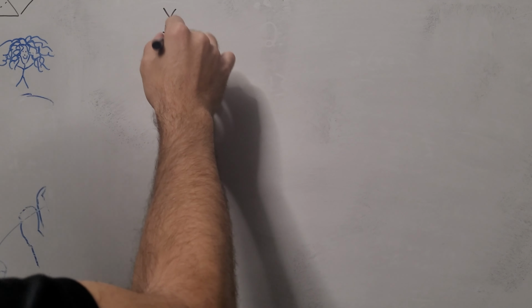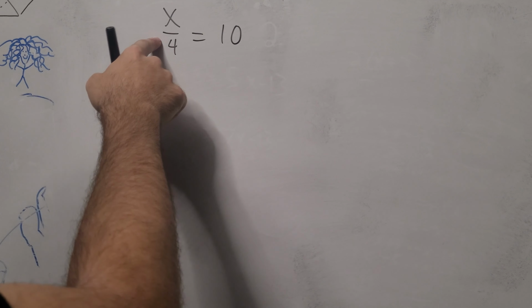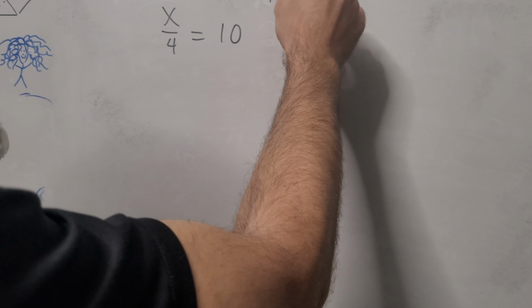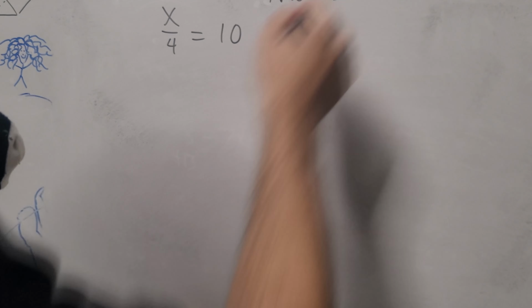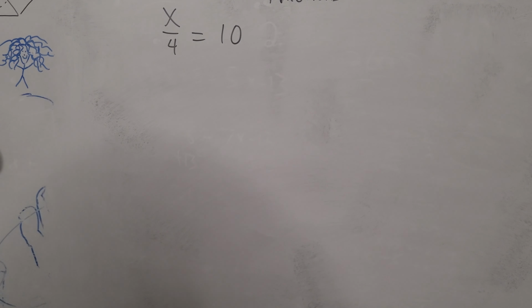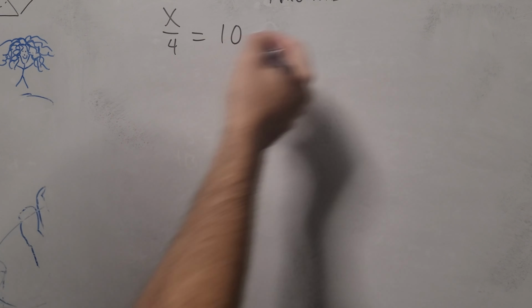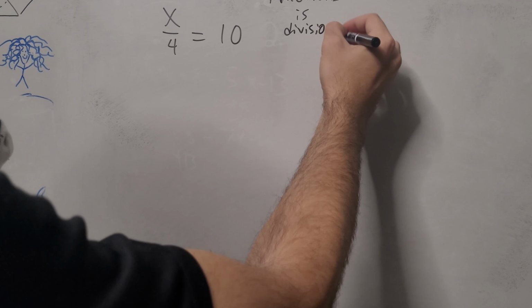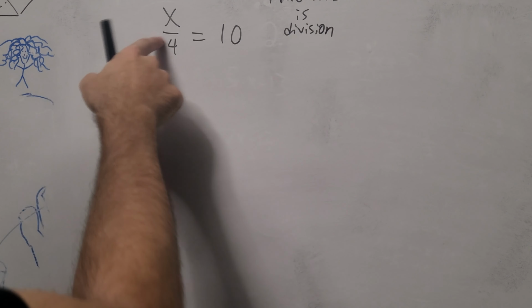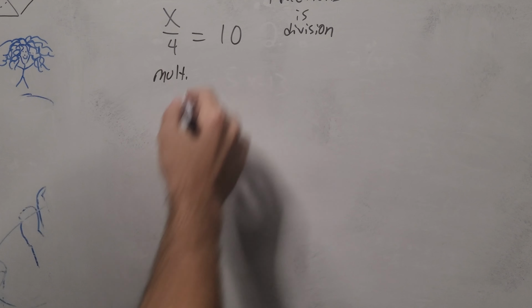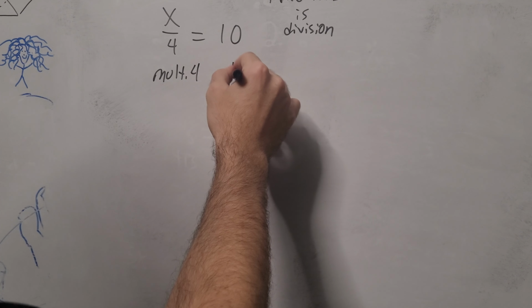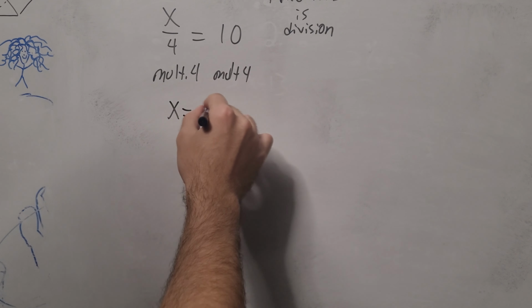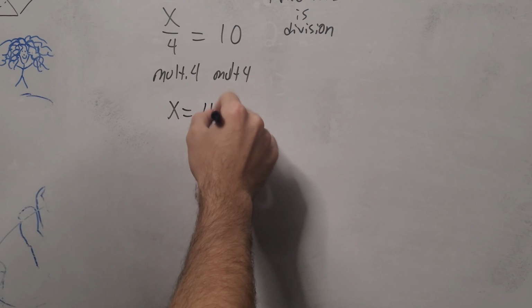Let's do x over 4 equals 10. So we have a fraction here, okay? Fractions can be complicated. This is a simple one to just warm ourselves up. So x over 4, we have a fraction. Fraction is division. And what's the opposite of division, guys? It's multiplication. So to cancel out that fraction, we want to multiply both sides by 4. And that's how we get x equals 40.